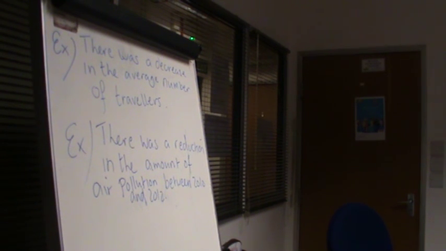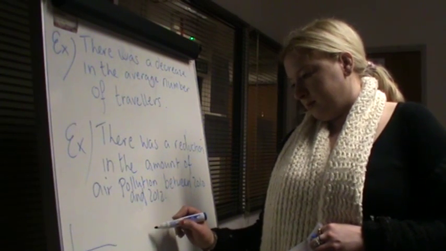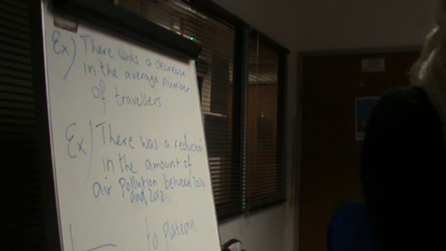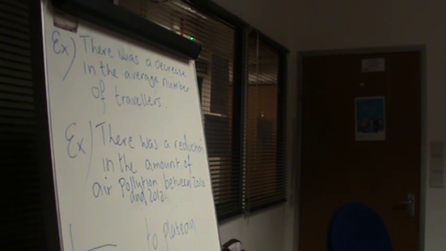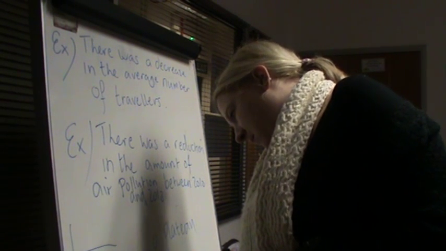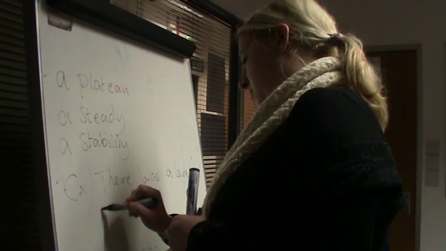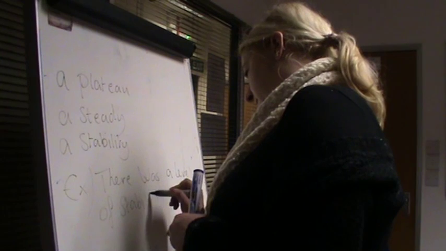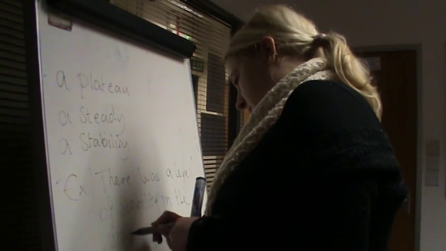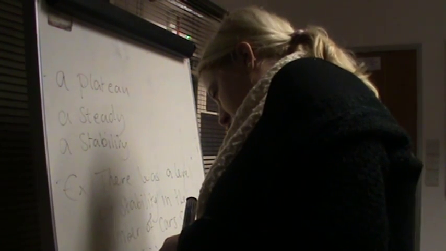Okay, let's talk about steadiness. So that's when your graph is like this, a straight line. One of the ones we have is plateau. That's when there's a straight line. A level of stability in the number of cars sold in 1990.